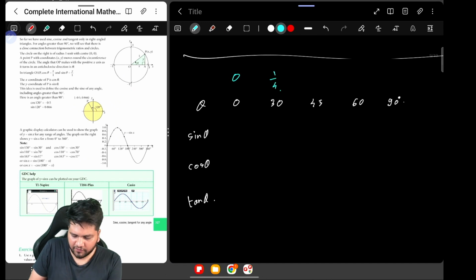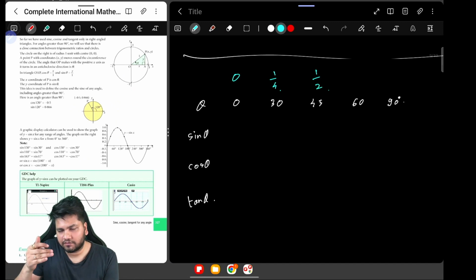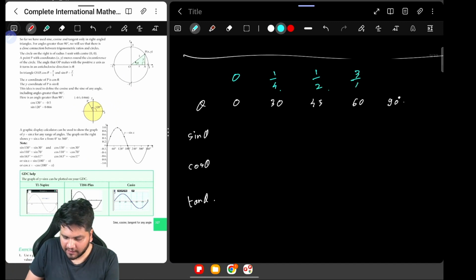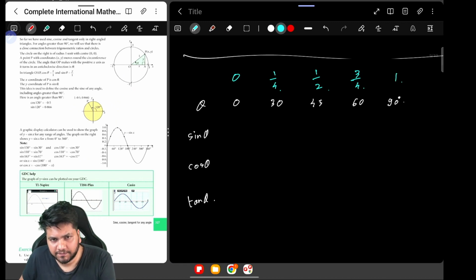So this is going to be 1 by 4, then 1 by 4 plus 1 by 4, which is 2 by 4, which is 1 by 2. Then again add 1 by 4, so it's going to be 3 by 4. And again add 1 by 4, which is going to be 1. Did you get it? First step.